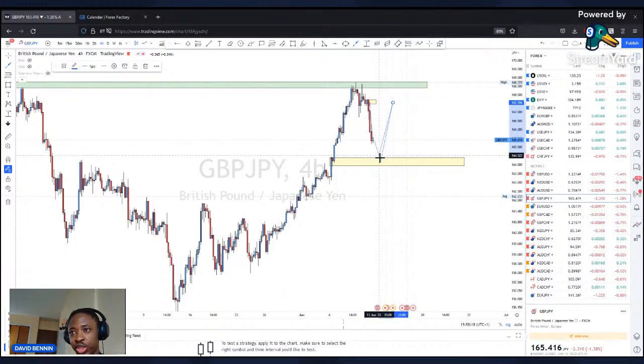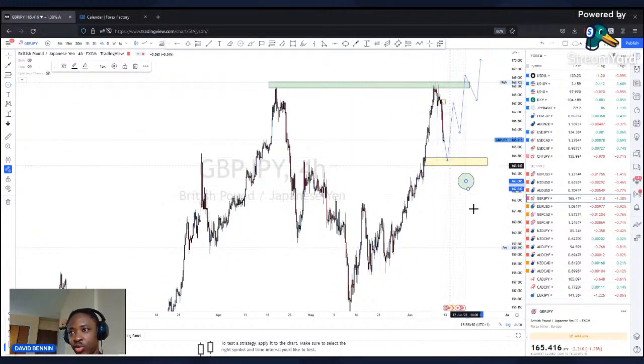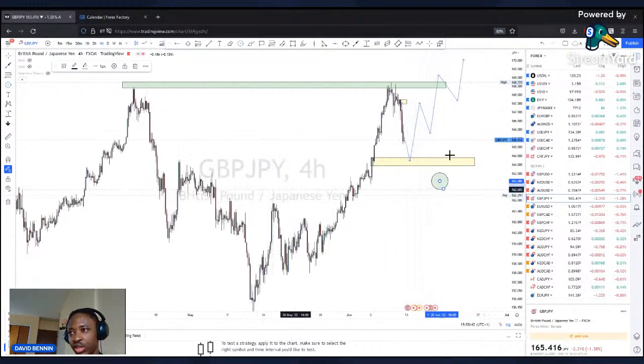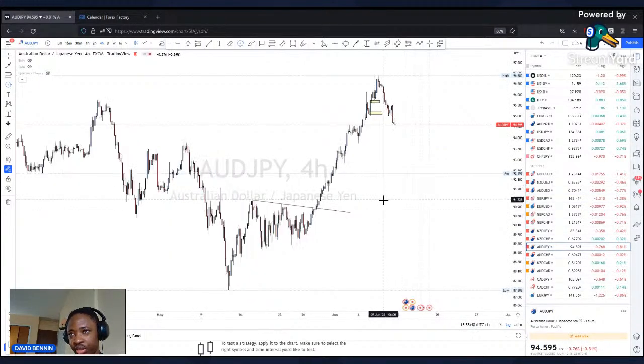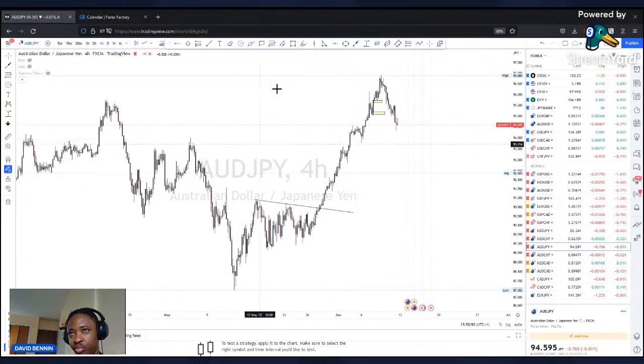So if we get the push here and a push back to the upside, around this level here, this is where price will decide whether it will break the zone or create something like that and continue to the upside. So those are the kind of scenarios to be looking out for. If price decides to break the low, then we have a confirmed long-term push to the downside. And we see the same kind of scenario happening on other JPY pairs, right? We have price approaching this zone here.